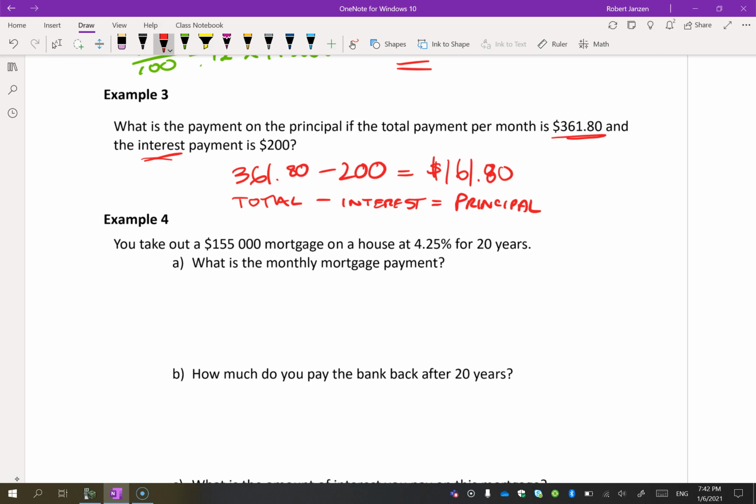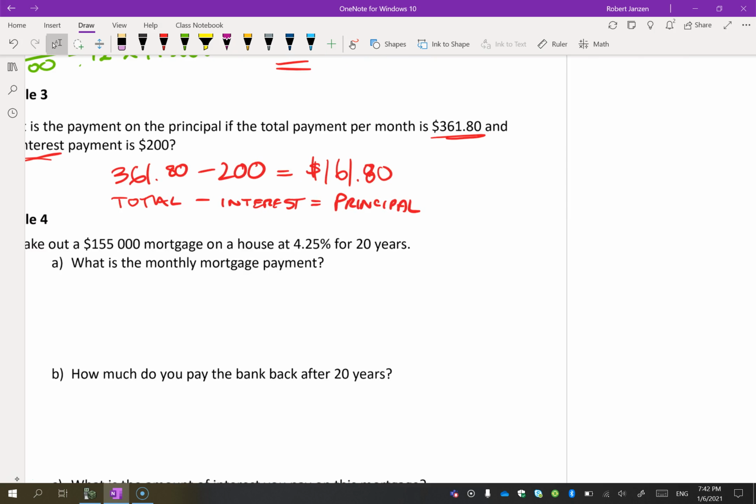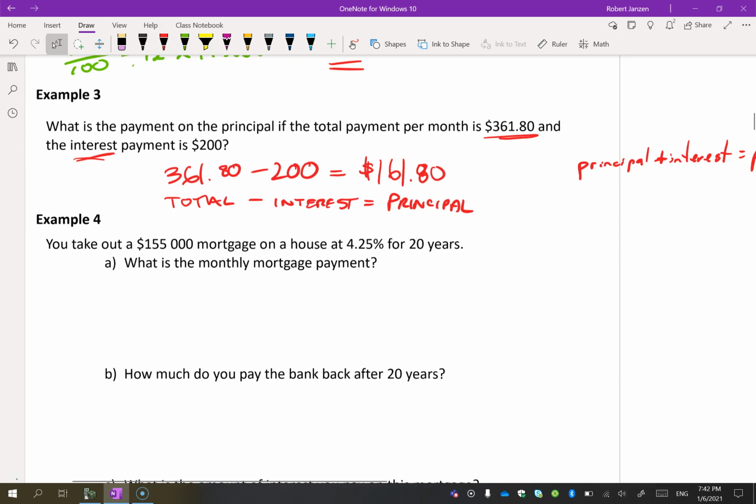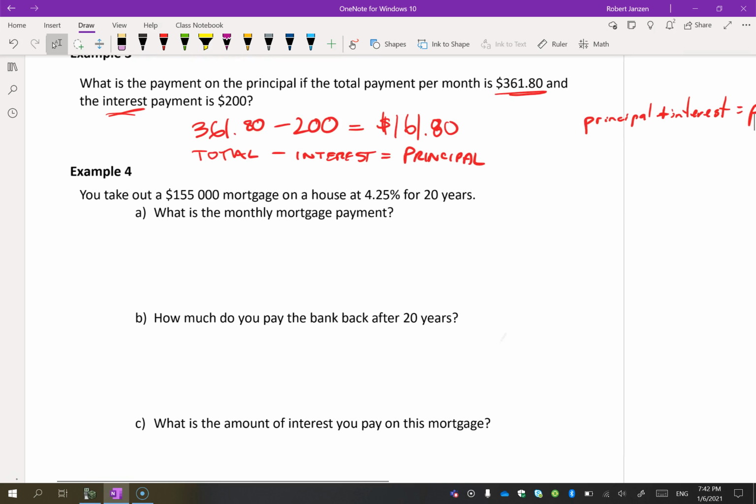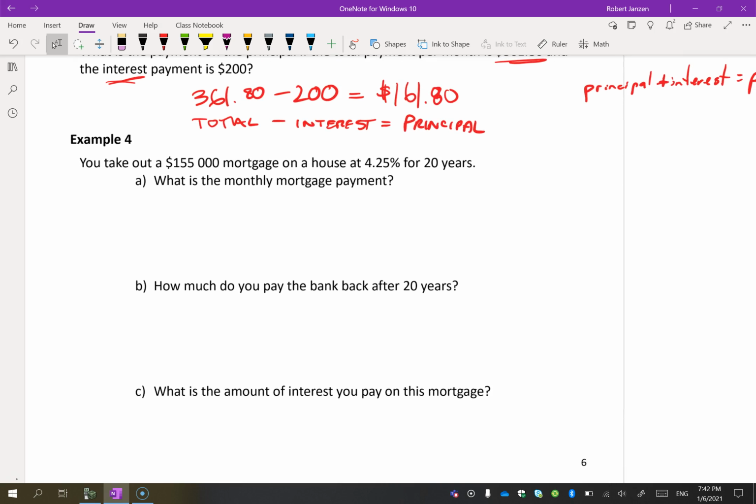Okay, so anytime you have a mortgage payment, your principal plus interest make up the payment. So some of the money is going towards the principal, some is going towards interest. If you add them up, you get the total payment. So this way, when we were given the total payment, we were trying to find out how much we paid towards paying off the mortgage. All right.